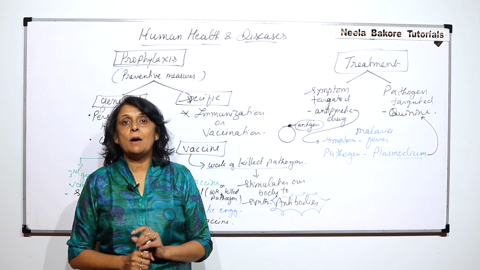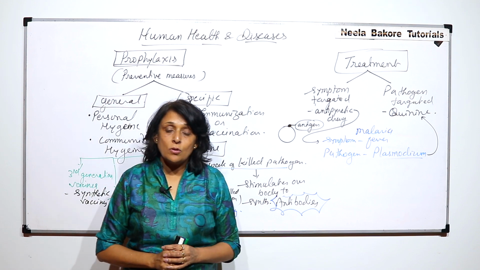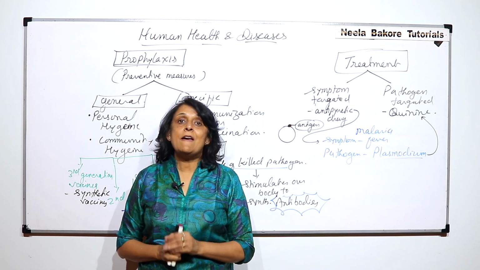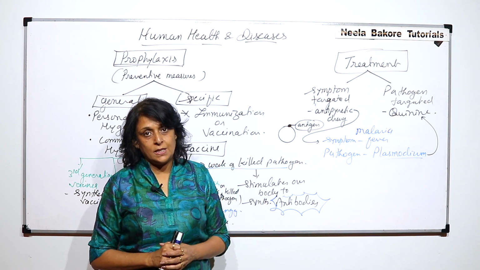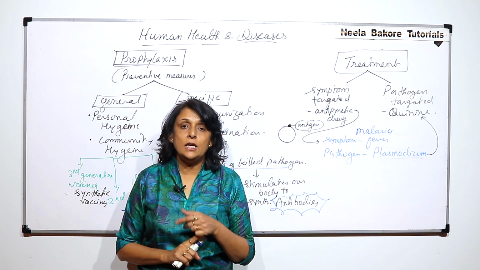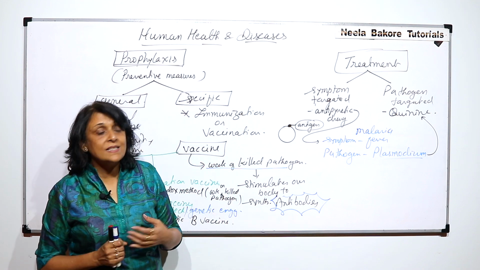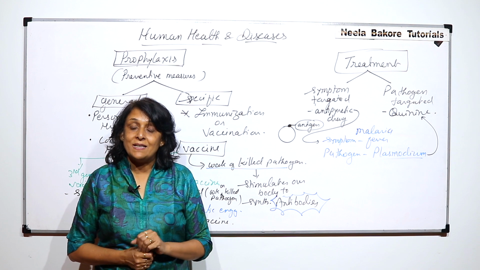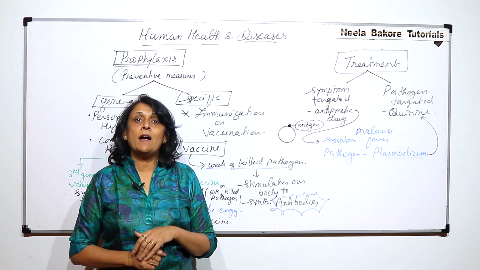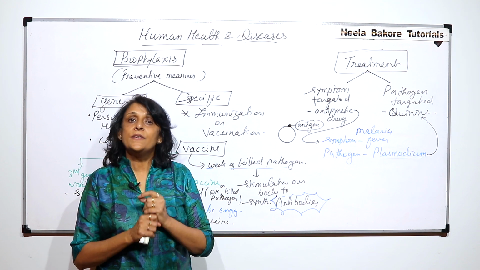So we have talked about all the important terminologies which are used whenever we talk about human health and diseases. We have understood what is etiology, what is epidemiology. We now know what is prophylaxis and what kind of treatments take place. Now, in the next part, we will start discussing the diseases.